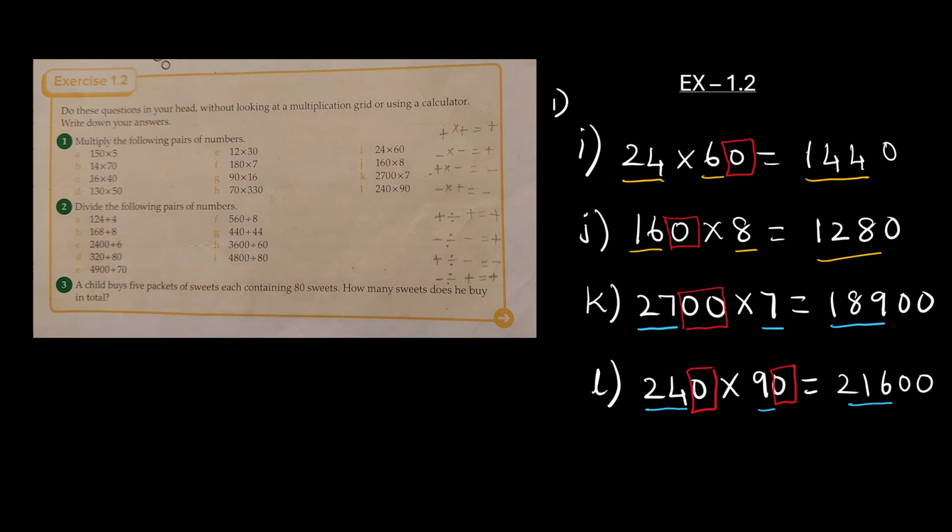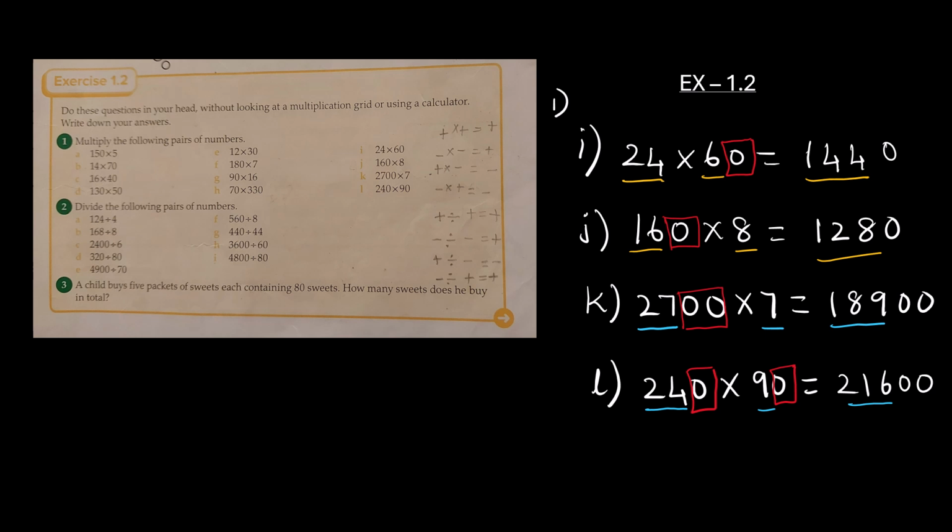What we have to do? We have to multiply just the number first. 27 into 7 is equal to 189. How many zeros we have here? Two zeros. What we have to do? We have to add these two zeros at the end of the number. So the answer is 18,900. L sum 240 into 90.